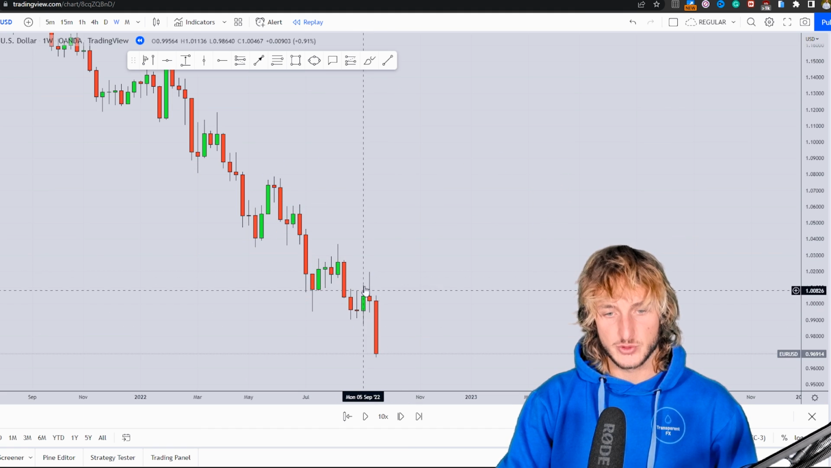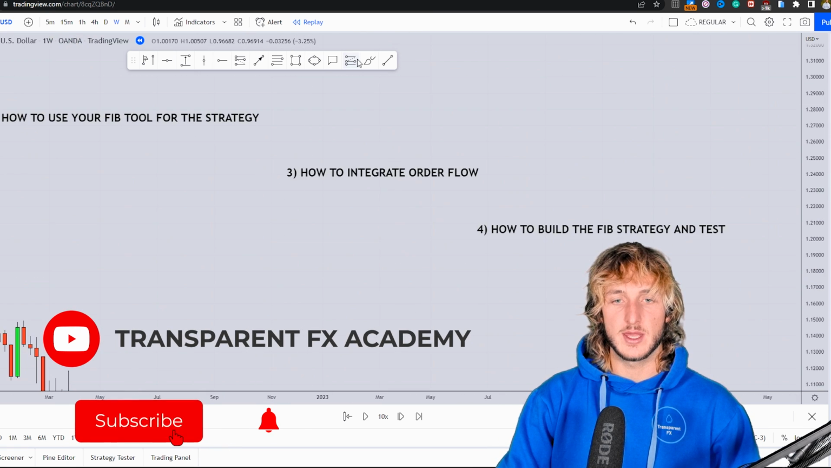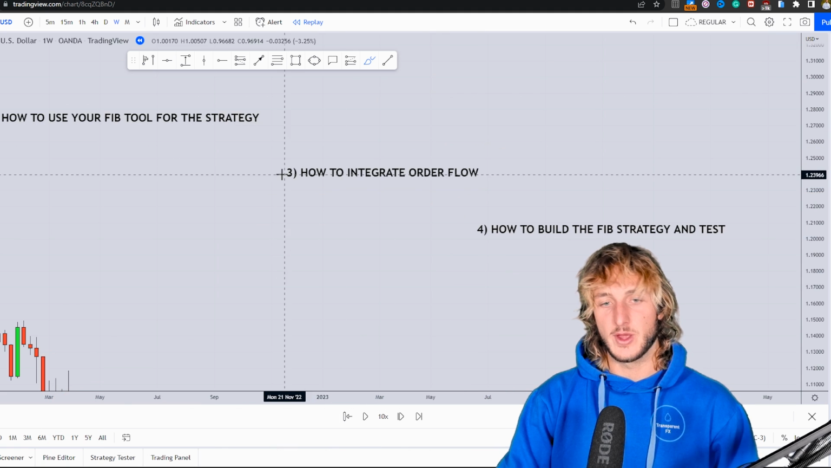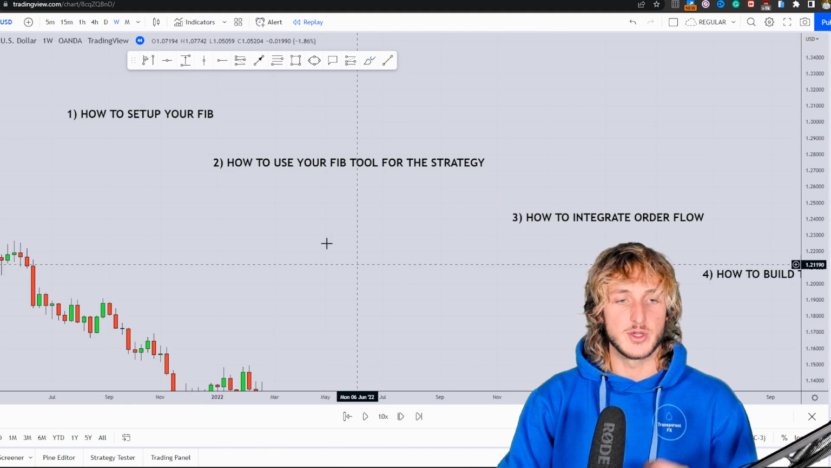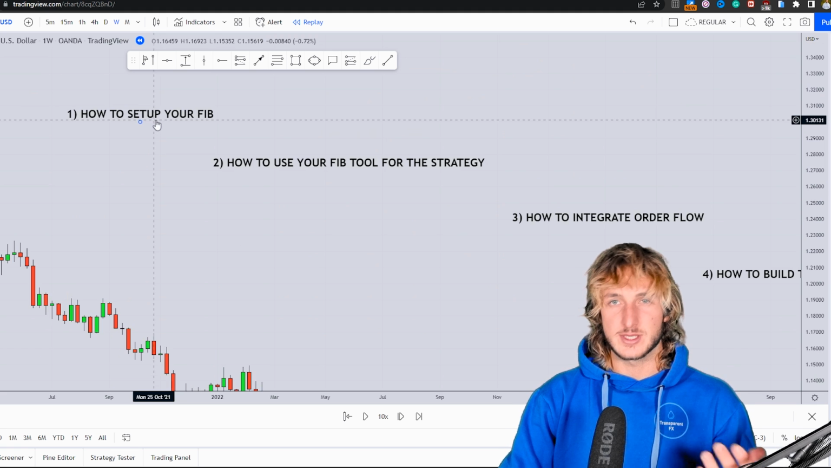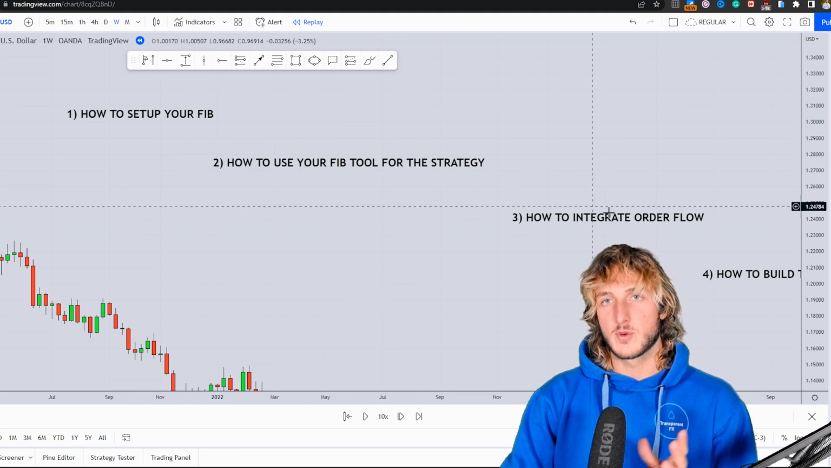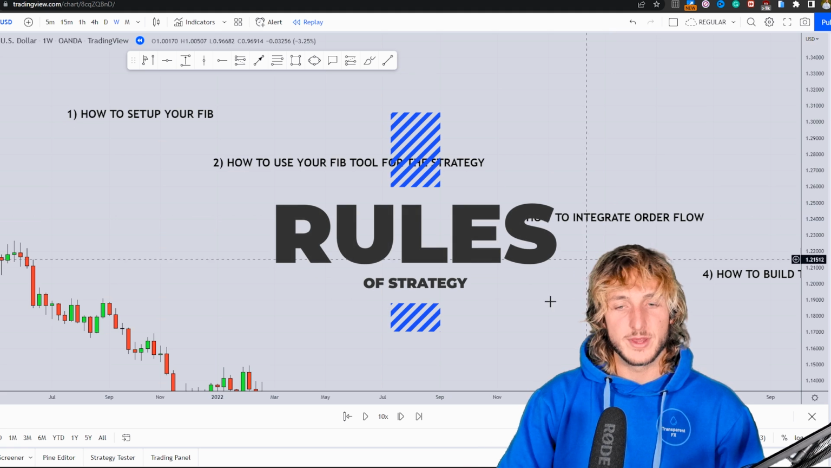You take on the correction to measure the next impulse. Now, moving to the third step, how can we integrate order flow? Before we speak about the third step, we first have to define the strategy, right? Because we now know how to set up the Fibonacci. We know how we're supposed to use it for the strategy. But before we can be looking at the actual order flow, we have to define what the strategy is.